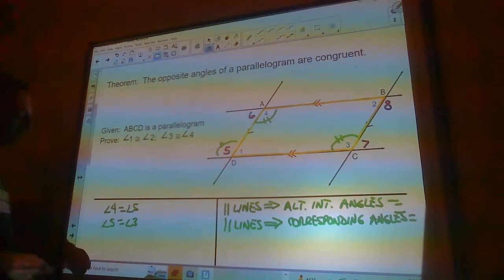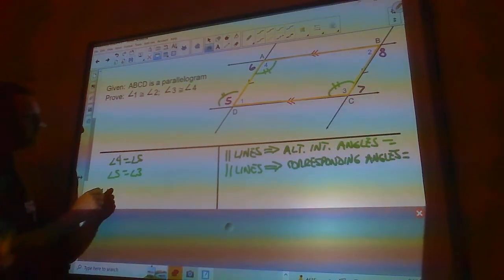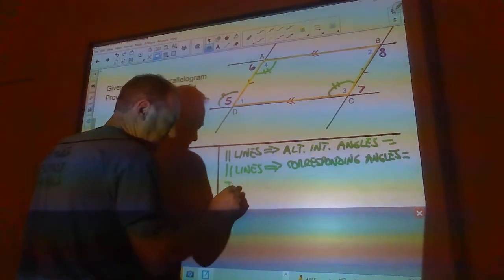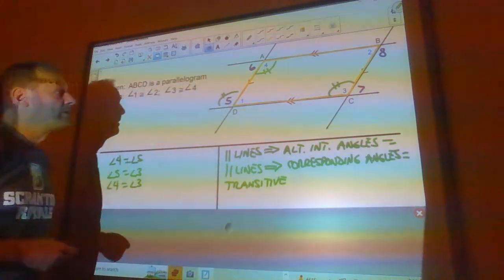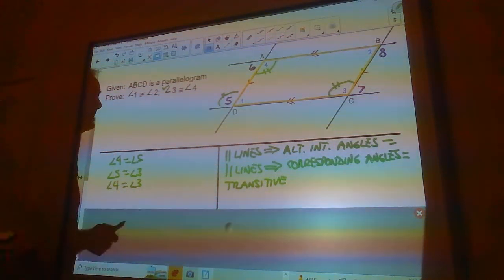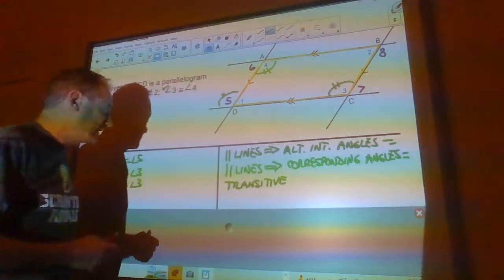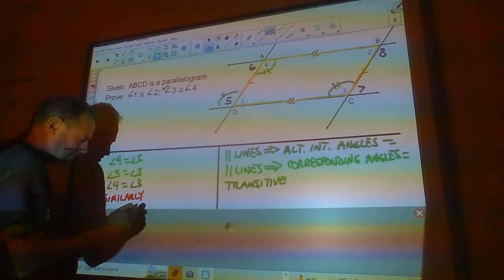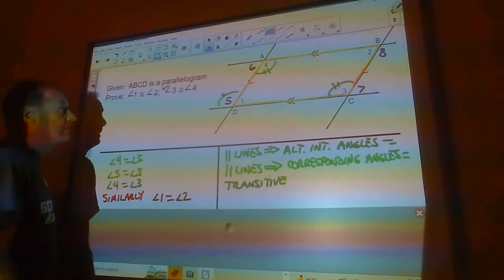Okay, so if angle 4 is equal to angle 5 and angle 5 is equal to angle 3, then that implies that angle 4 is equal to angle 3 by transitive property. Okay, so I've shown this one. Now, I could do exactly the same thing to show that angle 1 is equal to angle 2. So I'm not going to rewrite this whole thing. I'm just going to say, similarly, angle 1 is equal to angle 2. And I'm done.